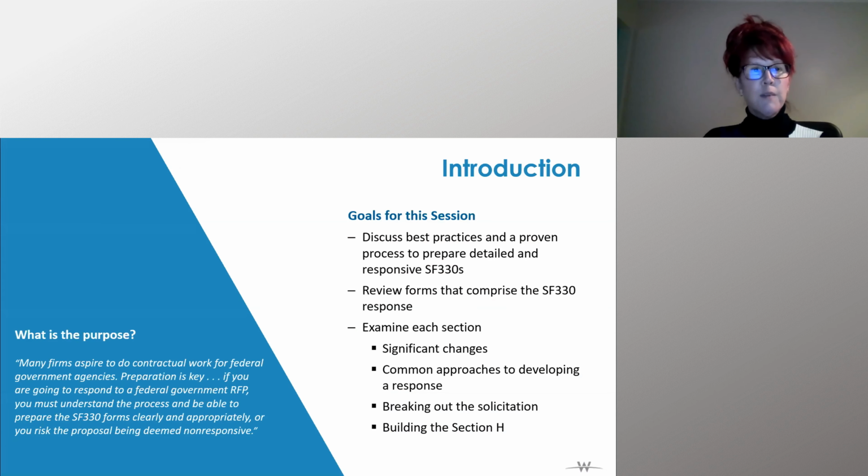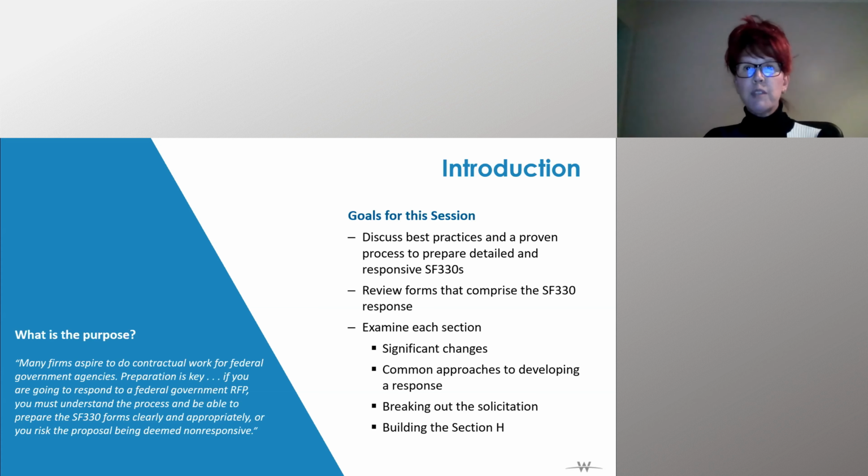So in this section, my objectives are simple and twofold. First, we'll take a back to basics approach and review the forms that comprise the 330 response. And secondly, we'll examine each one separately to draw attention to some significant changes, common approaches to developing a response, breaking out the solicitation, and building the Section H. So we'll touch on topics such as teaming and data calls, how best to go about organizing your section, reviewing the teams and who should be involved, and then what kind of information is helpful for a proposal coordinator to get from a project manager, and lastly, a few lessons learned.